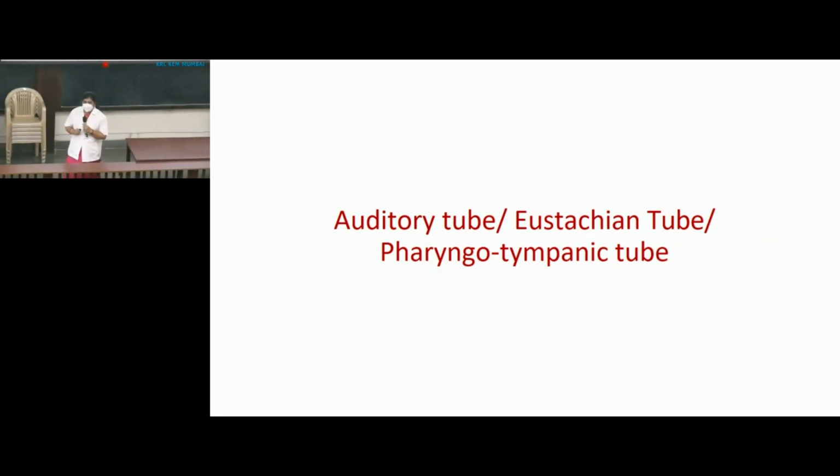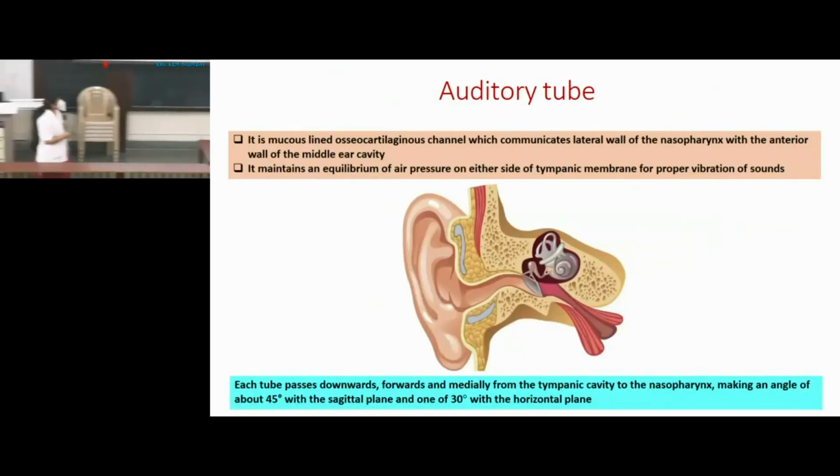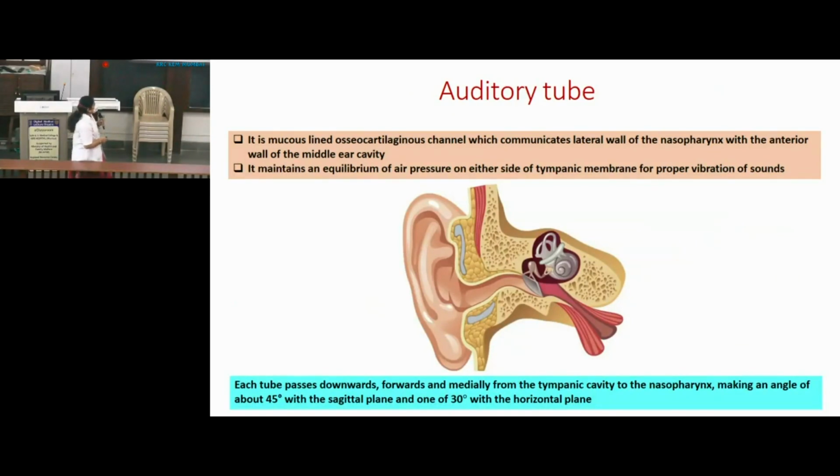Okay. So the length of pharyngotympanic tube is near about 36 millimeters in case of adults, and the medial 2/3 is cartilaginous and lateral 1/3 is bony. So lateral 1/3 of this auditory tube is bony and medial 2/3 is cartilaginous.